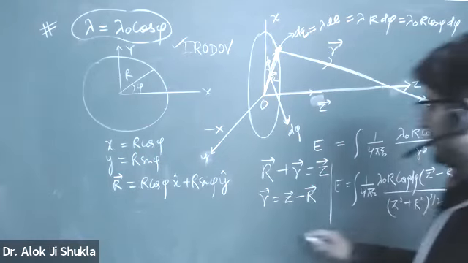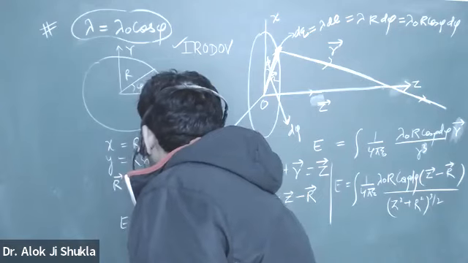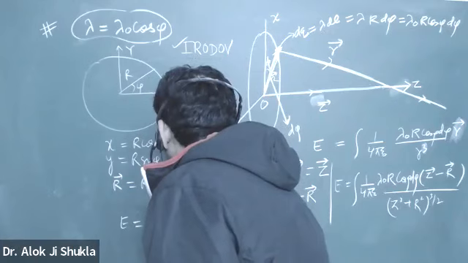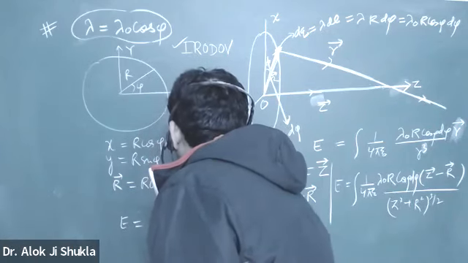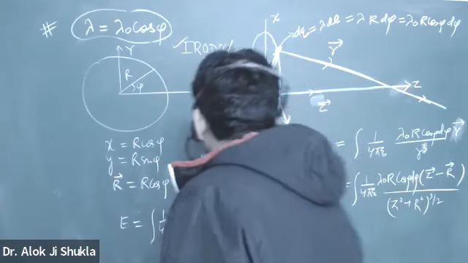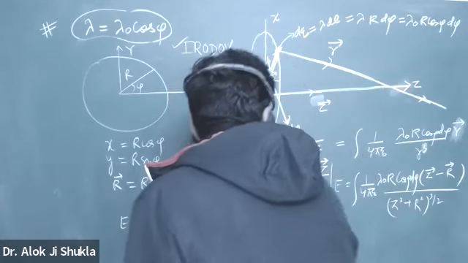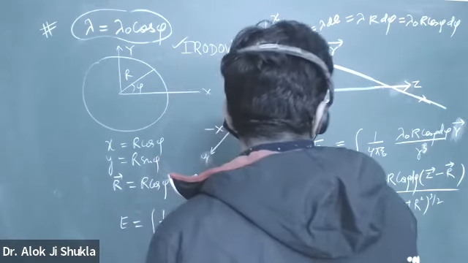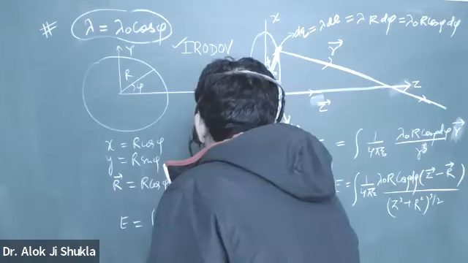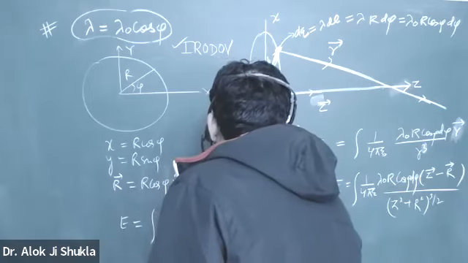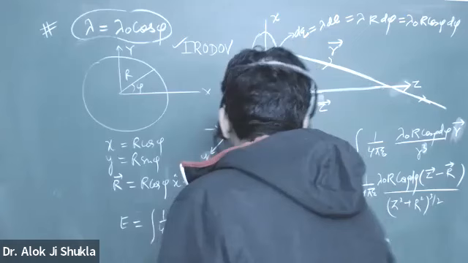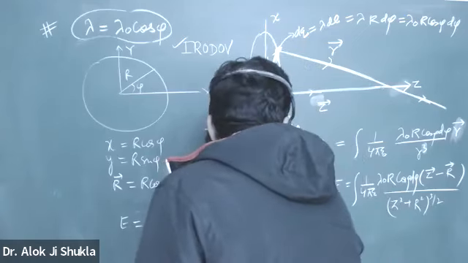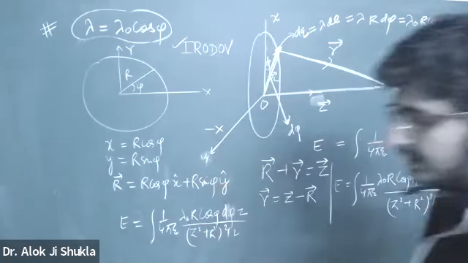So this will give you electric field as, I am separating it now. Integral 1 by 4 pi epsilon naught lambda naught r cos phi Z cos phi d phi, Z upon Z square plus r square to the power 3 by 2. One is this.